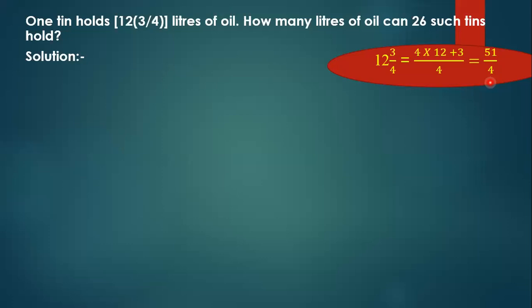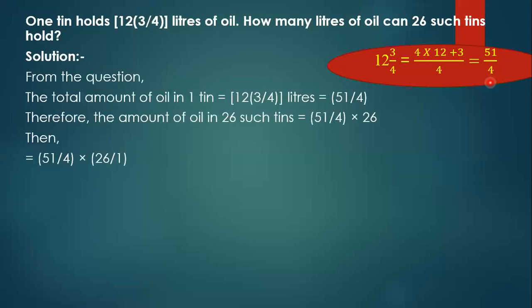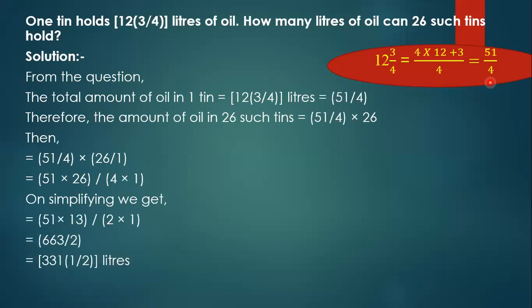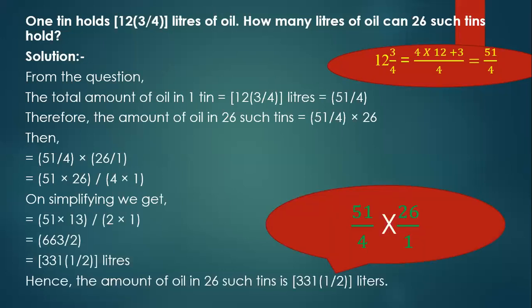26 such tins. Simple. Suppose there is a bottle of Coke that can hold 500 ml of Coke. So 10 will hold 10 multiplied by 500. You simply have to multiply. All right. And how do we multiply? We prefer multiplying this way.